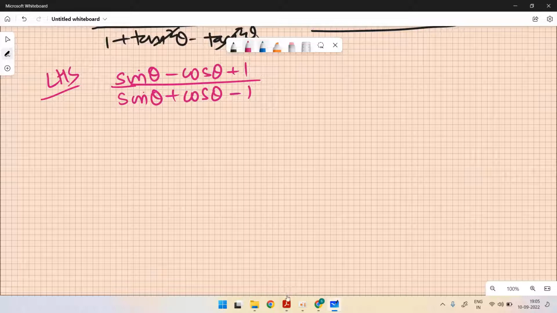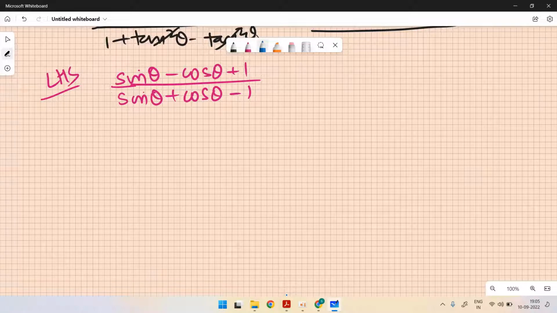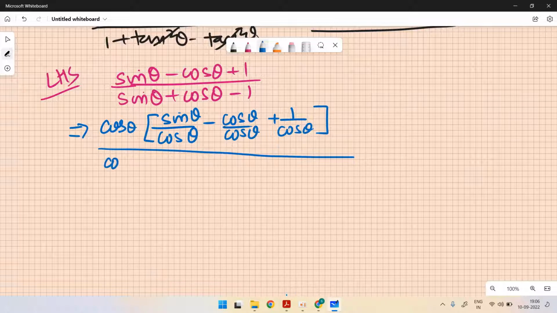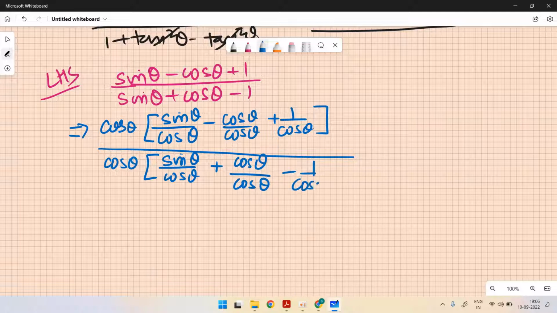If you see this expression, if I take cos theta common from the numerator and denominator both, then this becomes sine theta by cos theta minus cos theta by cos theta plus 1 by cos theta, upon sine theta by cos theta plus cos theta by cos theta minus 1 by cos theta.